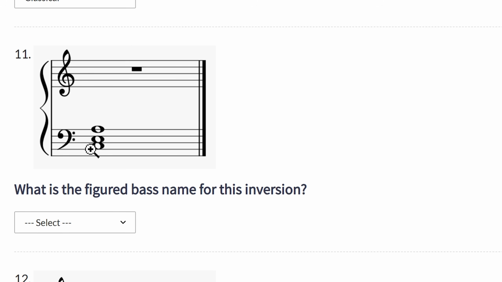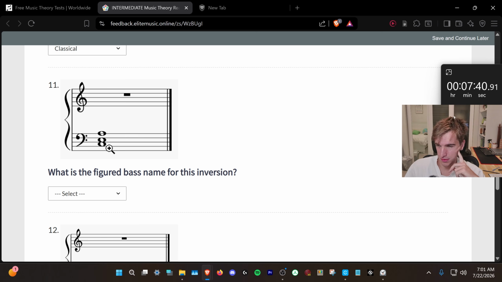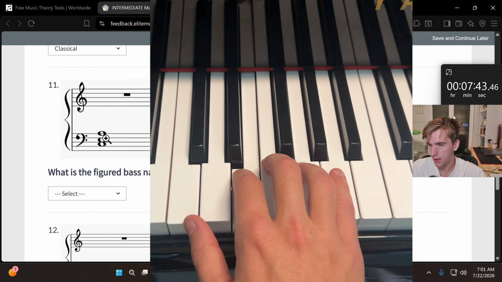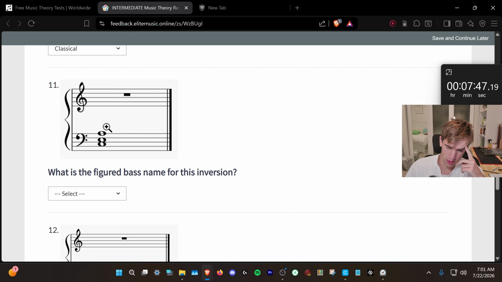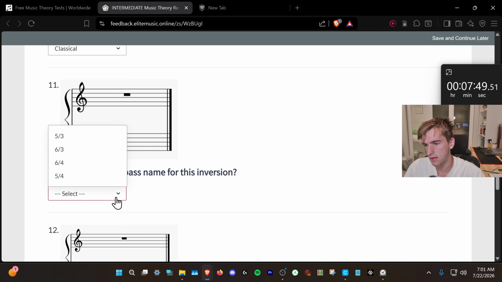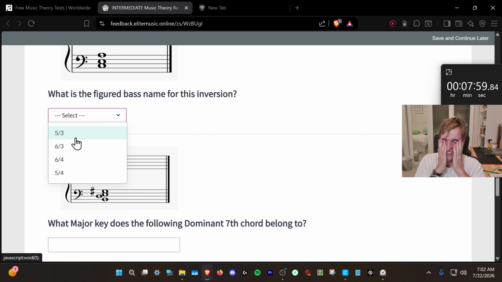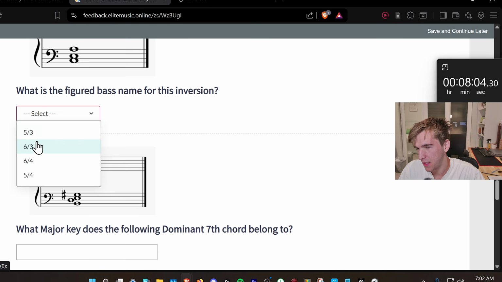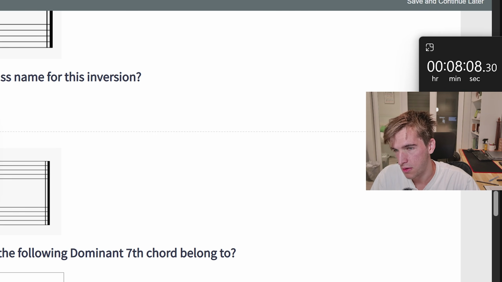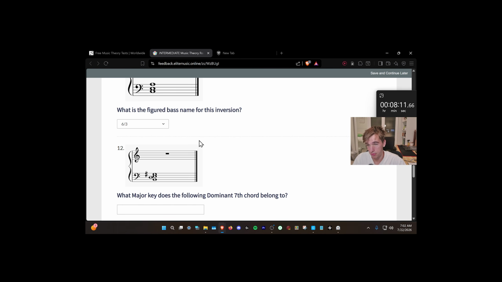Okay, what is the figured bass name for this inversion? So let's see here. That's a C, that's an E, and that's an A, actually. Interestingly enough, it's just a C6. A figured bass name? What is this? I've never seen this in my life. What do you mean the name of the bass? That's like a number. Oh my gosh, this is so bad, bro. I mean, it's a 6, so maybe I put 6, and this one's a third, so I put third or something. I'm just gonna go with this. I have no idea what this means.